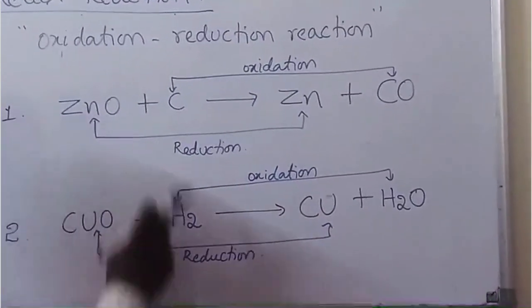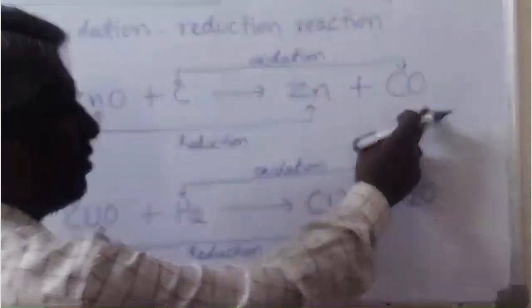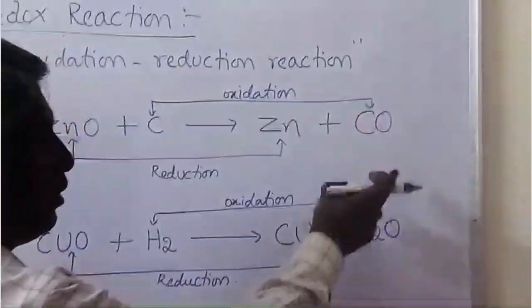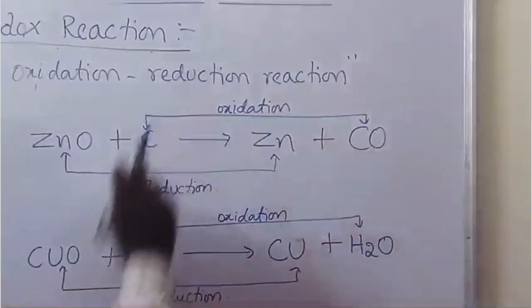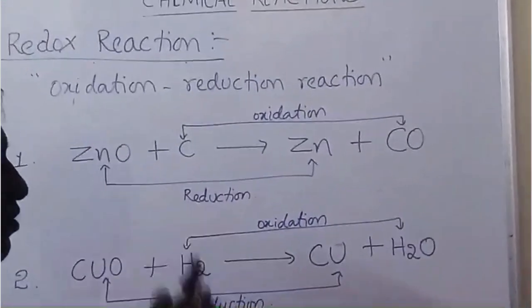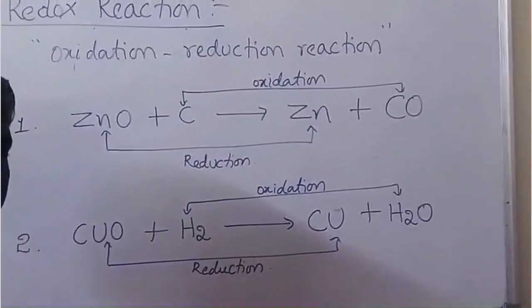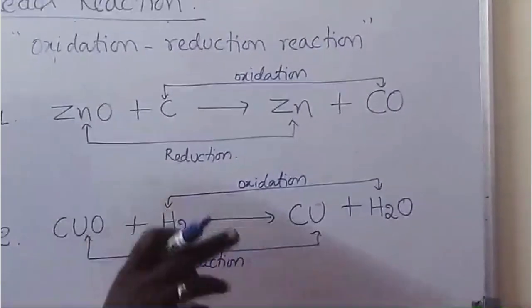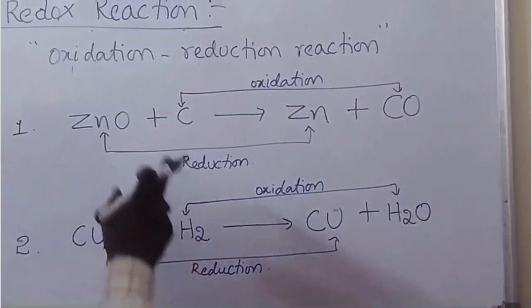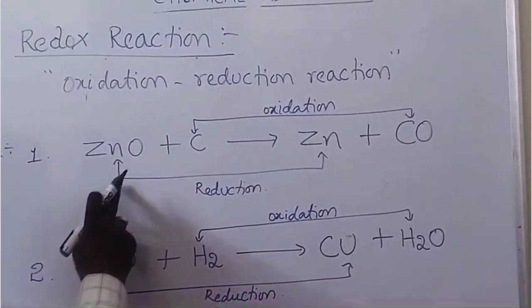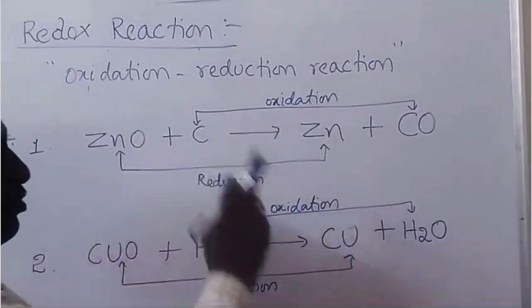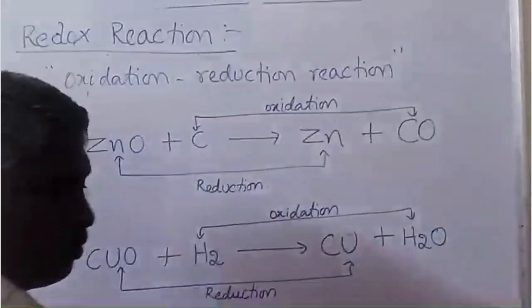In the same way, carbon forms carbon monoxide. It means carbon gained the oxygen. Therefore, it belongs to oxidation. In this reaction, both oxidation and reduction reactions are present. That is why this reaction belongs to redox reactions. ZnO plus C gives rise to Zn plus CO.